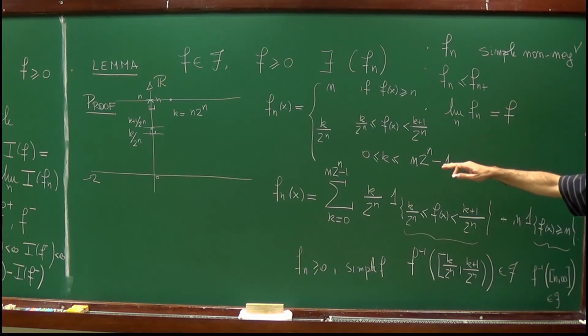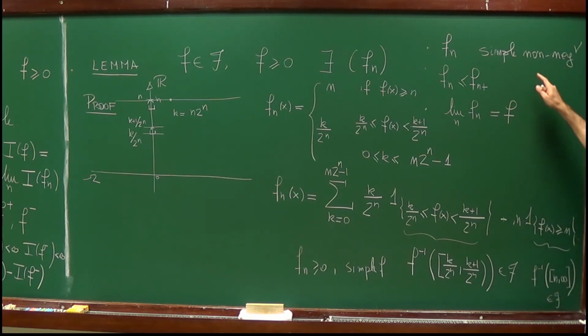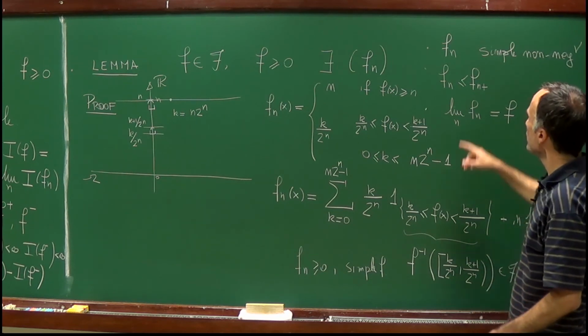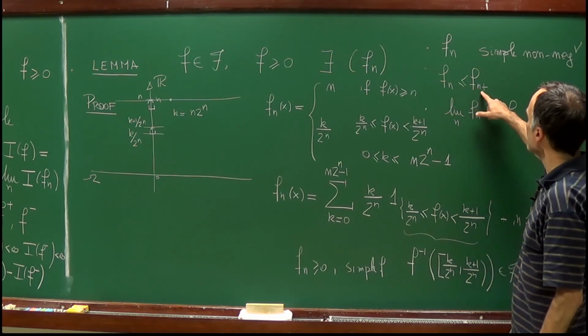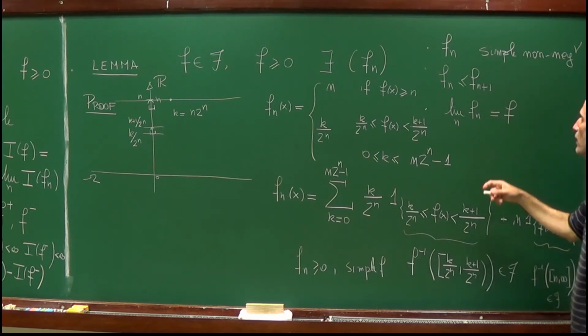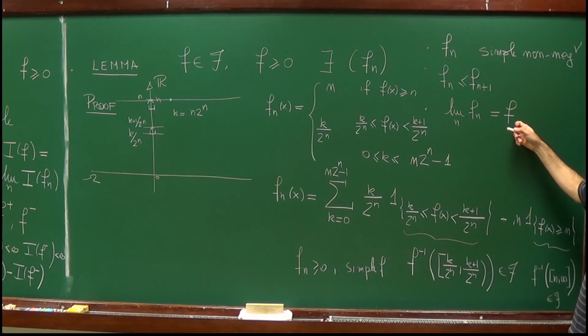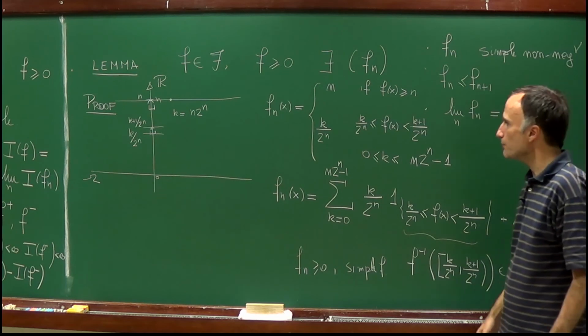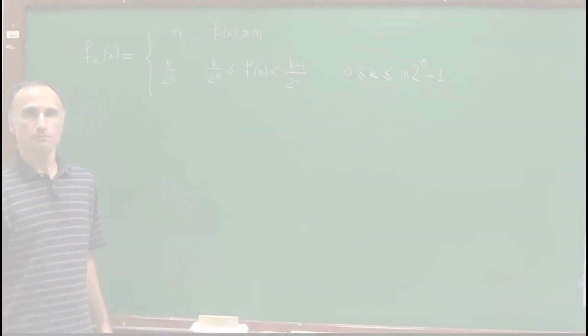So with this definition, we have just proved that the first requirement holds. Now we will prove that Fn is increasing, so that Fn is less than or equal to Fn plus 1, and that the limit of Fn of x is equal to f of x. I will start with this last condition, which is the simplest one to prove. So let's go to that.